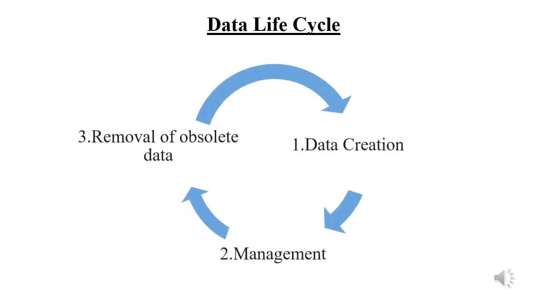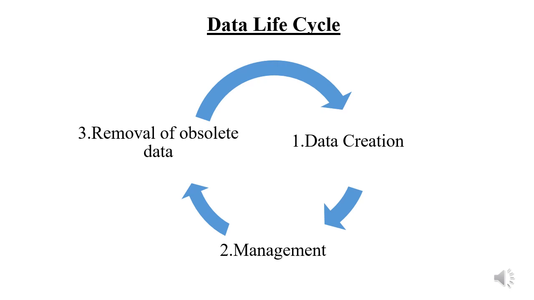Also, the collection of complex and large-scale data, which cannot be processed by traditional data processing software, is called big data. In order to get the correct information, the data we enter must be correct. It is called GIGO, garbage in, garbage out. That is, if we put in dirt, dirt will come out. Therefore, the data we enter must be continuously updated. This happens cyclically through the steps of data creation, data management, and obsolete data removal. This is known as the data life cycle.